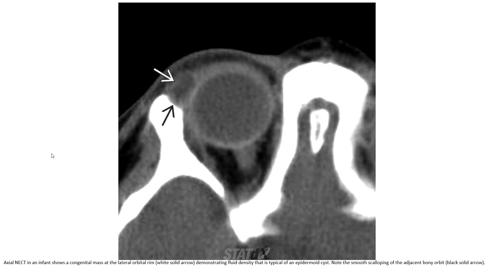Axial non-contrast enhanced CT in an infant shows a congenital mass at the lateral orbital rim, white slit arrow indicated, demonstrating fluid density. This is typical of epidermoid. Now the smooth scalloping of the adjacent bone, the black solid arrow indicated.